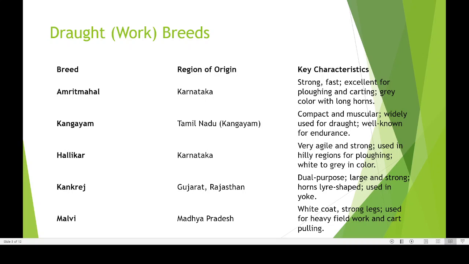So these are some photos of different breeds of cattle. In the case of these draught or work breeds, they are mainly used for some kind of work, either in agriculture or pulling of bullock carts. These are the main purposes.